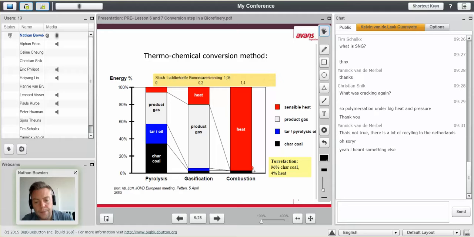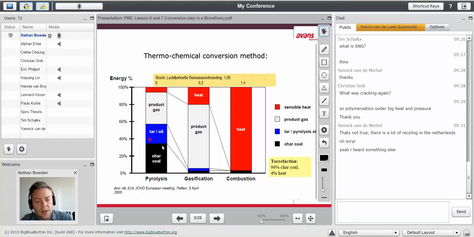Compared to it, gasification produces a lot less heat, produces a lot of gas, very little tar, or pyrolysis oil, and charcoal. Here you get this oil and this charcoal and much less heat.